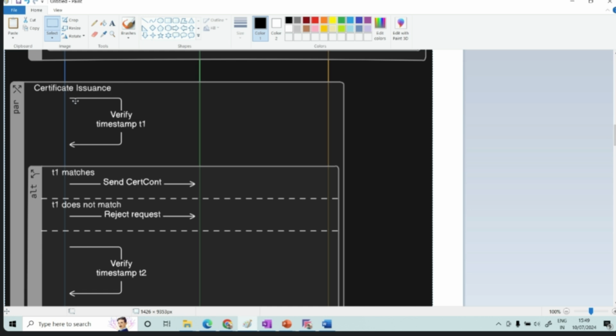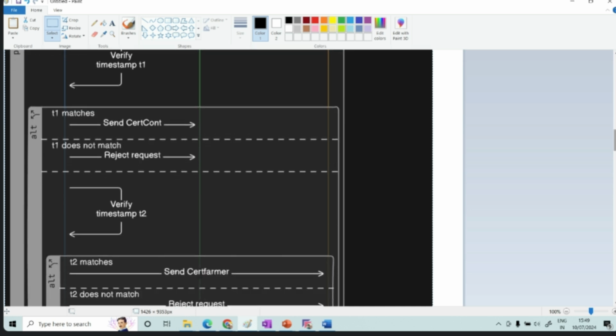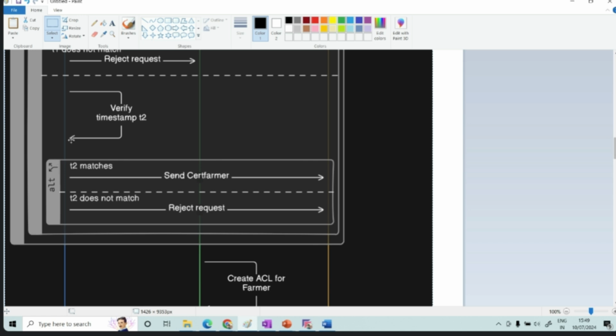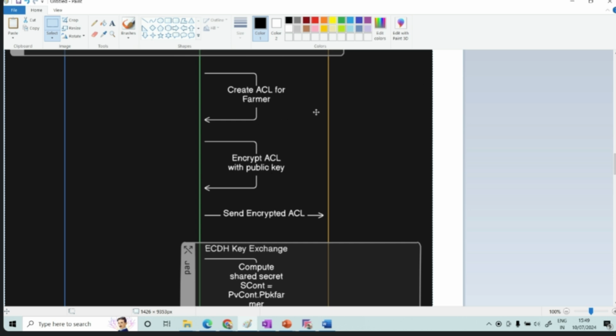Now the certification authority first verifies timestamp t1 of the controller against the system clock, and if it does not match, it rejects the request. In the same way, it verifies timestamp t2 received from the farmer. If there is no match with the system clock, it discards the request. Otherwise, it proceeds.